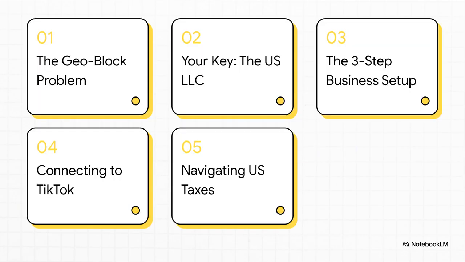All right, so here's our game plan. First, we'll dig into exactly why this geo block is a thing. Then, I'm going to give you the key to unlock it all: the US LLC. We'll go through this simple 3-step process to get it set up, show you how to connect it all to your TikTok, and finally, we'll cover the tax stuff so you can do it all by the book.